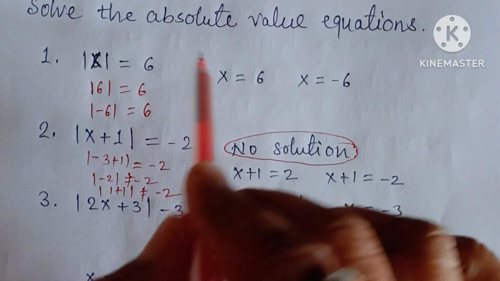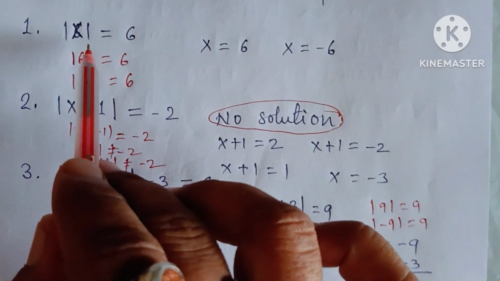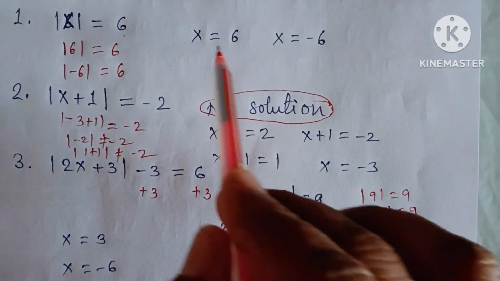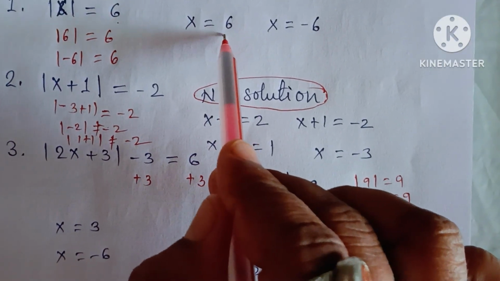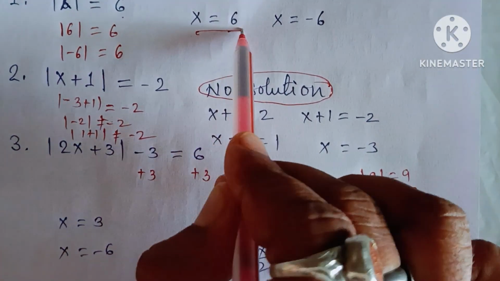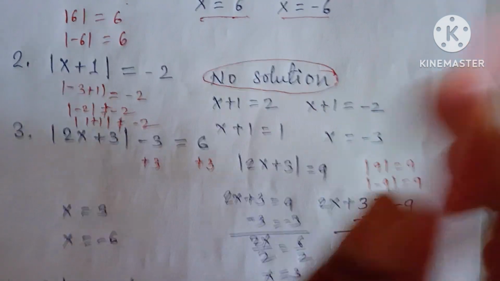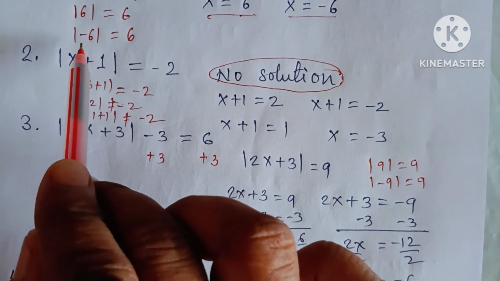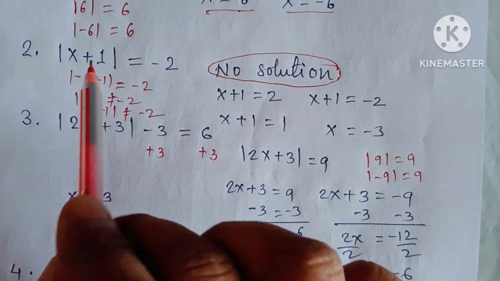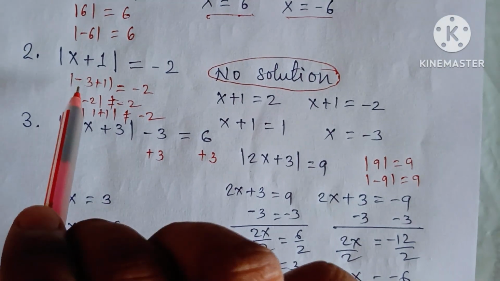Here, solve the absolute value equations. Absolute value of x is equal to 6. There are two solutions: x equal to positive 6 and x equal to -6. So the absolute value of positive 6 is 6 and the absolute value of -6 is also 6. Now the second equation we will see here.